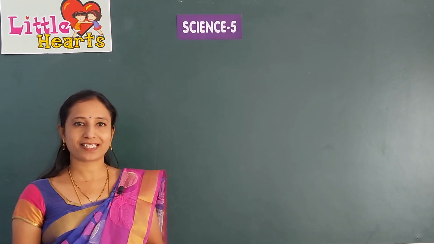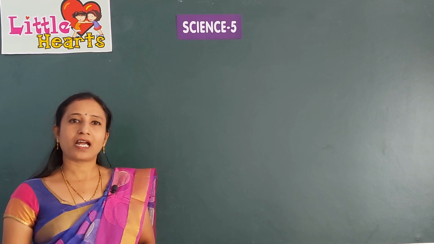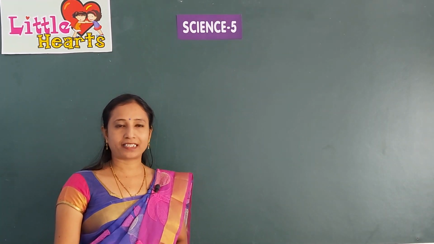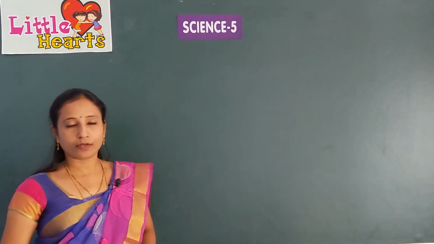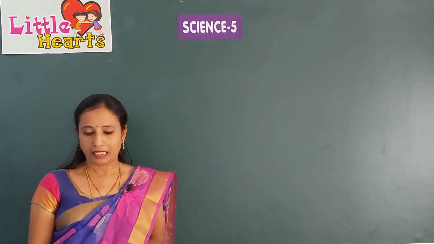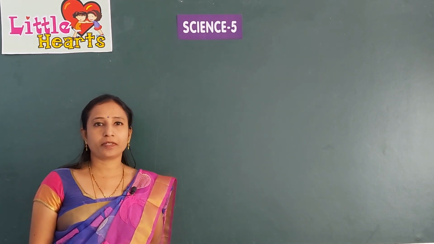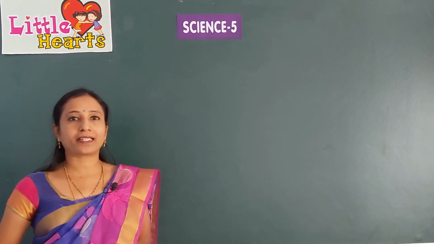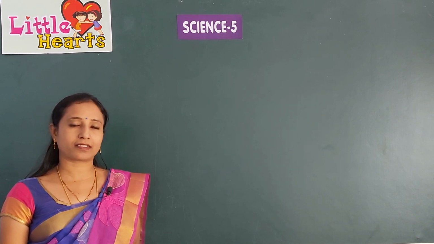Today's topic from class 5 science is living things. Regarding living things, we are going to discuss how living things grow, breathe and respond. Before going to the topic, we'll discuss the characteristics of living things which separate them from non-living things, what we mean by stimulus and response, and how respiration takes place in living things. Then let's go into the topic.